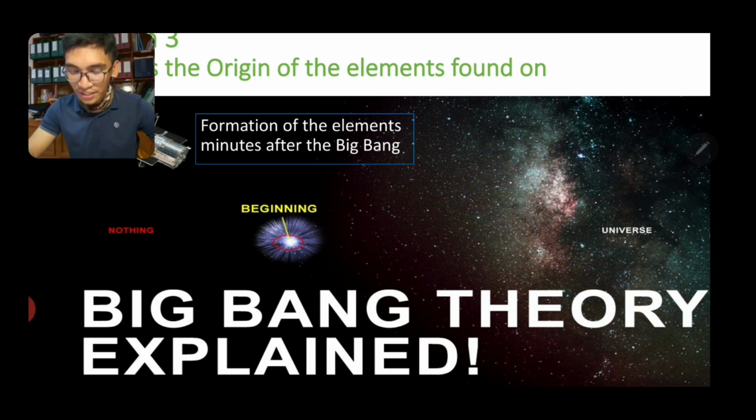Ngayon, baka naboboring na kayo dito sa ating first slide na hindi pa rin umalis. So, punta tayo sa second slide. Wait lang. It's not until after 3 minutes, when the temperature of the universe had gone down to a billion degrees, that protons and neutrons are able to combine, to stay together, to form nuclei, and the simplest elements: hydrogen, helium, and lithium. Okay.